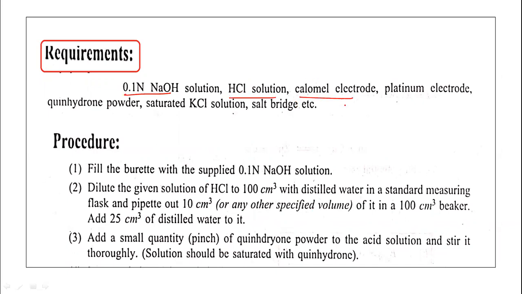Calomel electrode, that is the reference electrode. Platinum electrode, that can be dipped in the saturated solution of the quinhydrone. Quinhydrone powder, that is a blackish colored powder. We have to add only 0.5 gram here. Salt bridge is also a requirement. So let us see the procedure for this.